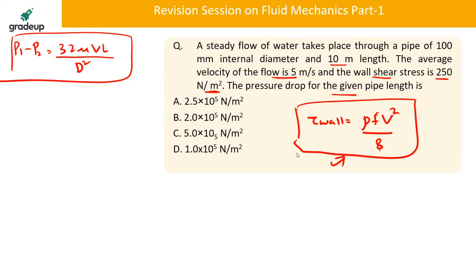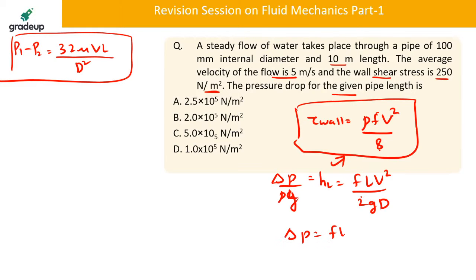So how can we solve this question? As you know that the pressure drop per unit length, P by rho g, is equal to head loss, that is equal to f L v square by 2 g D. Okay, so we can simply say that the pressure drop will be equal to f L v square by 2 g D into rho g. So g will get cancelled out. So you can get that pressure drop is equal to f L v square into rho divided by 2D. So f is the friction factor, L is the length of the pipe, v is the average velocity.